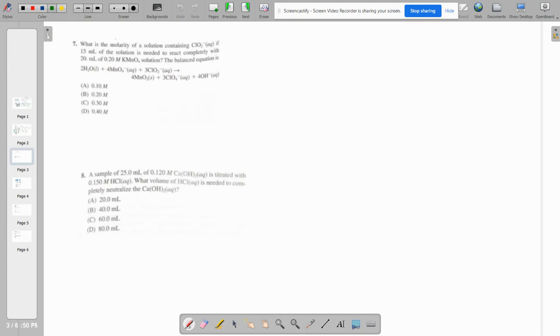Ooh, number 7. That's a favorite of mine too. So this is number 7. What I like to do is take the reaction and blow it up a little bit, just recopying it. I did the reactants. I don't even care about the products, they're not really all that important. So I go through and say, what is the molarity of a solution containing ClO2 minus?